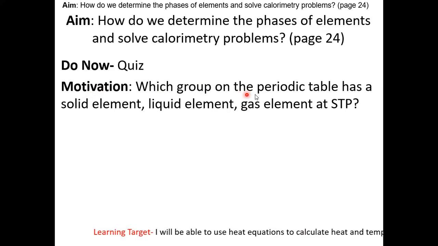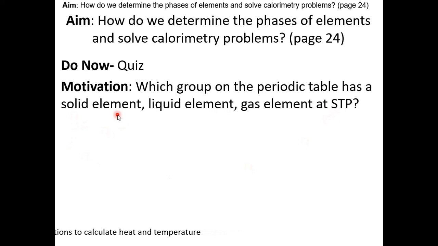Motivation. Which group on the periodic table has a solid element, a liquid element, and a gas element at STP? If we use Table S, that will be Group 17. The solid element will be iodine, the liquid element will be bromine, and the gas element will be fluorine. We will be reviewing how to use Table S to determine the phase in this lesson.